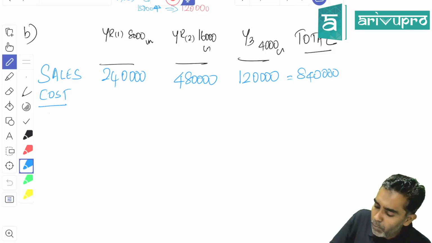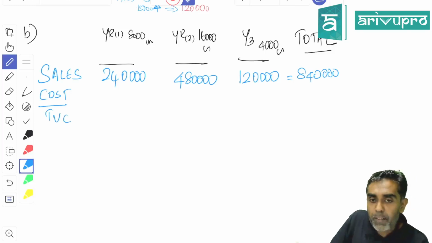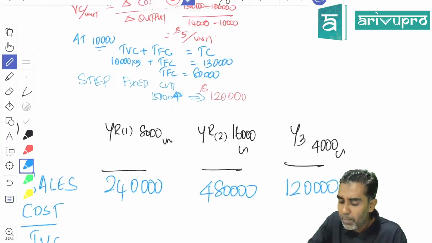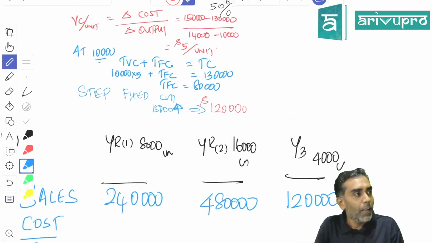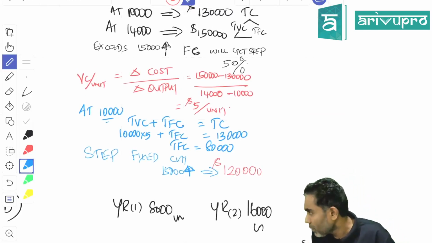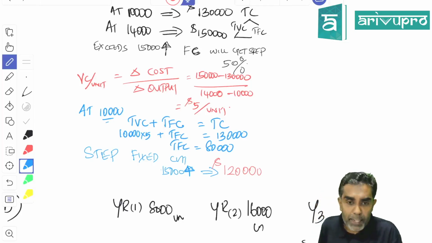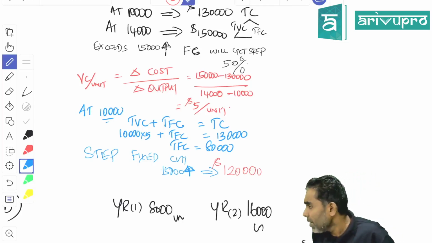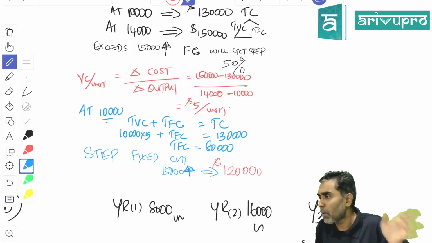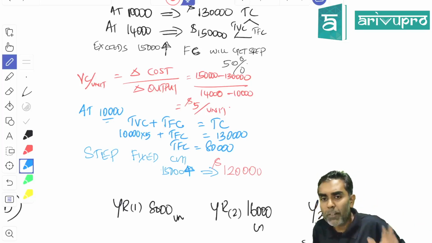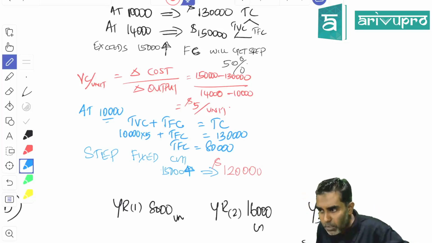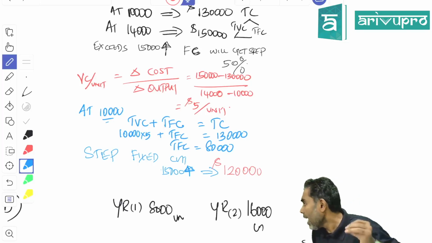Now we have the total variable cost. Do you all agree with me? We found the variable cost per unit through the high-low method. It is $5. We calculated it because at 10,000 units our total cost is 130,000, and at 14,000 units our total cost is 150,000. By using the high-low method, we have differentiated variable cost and fixed cost. Variable cost is $5. What is meant by variable cost? Variable cost is a cost which will vary according to the activity level.